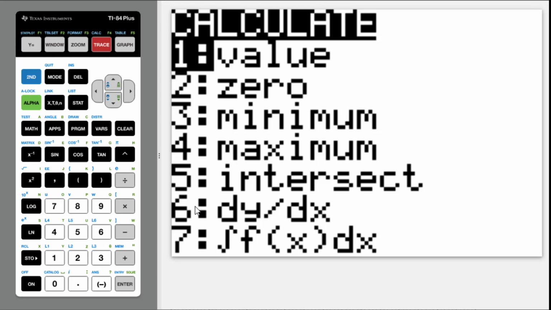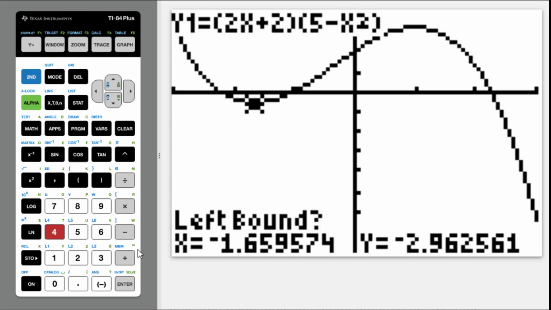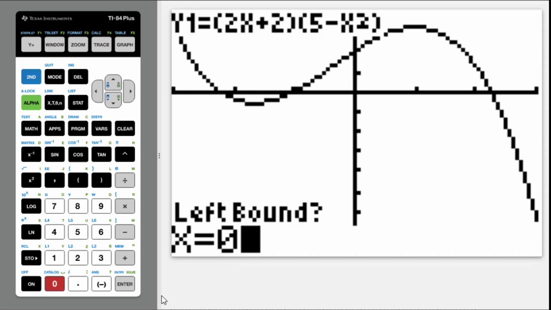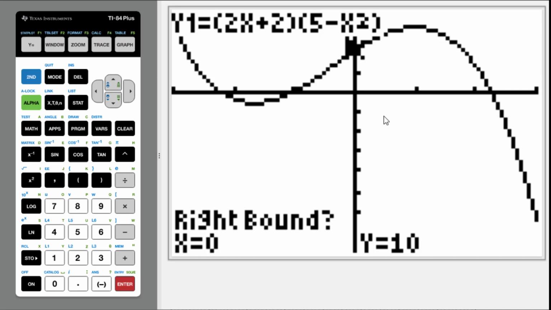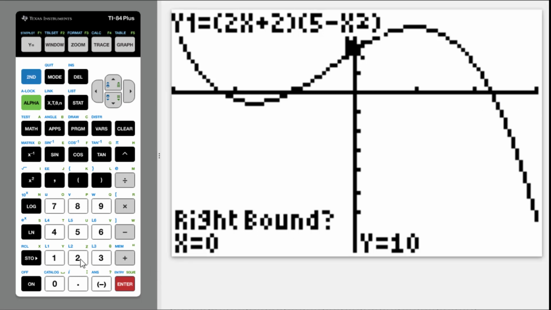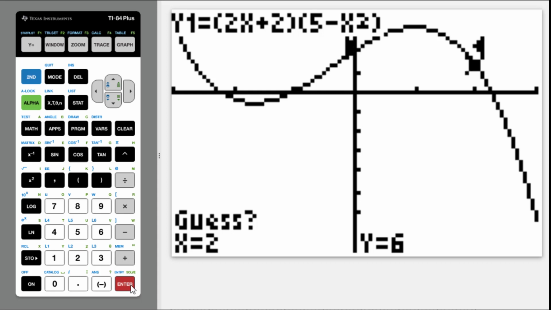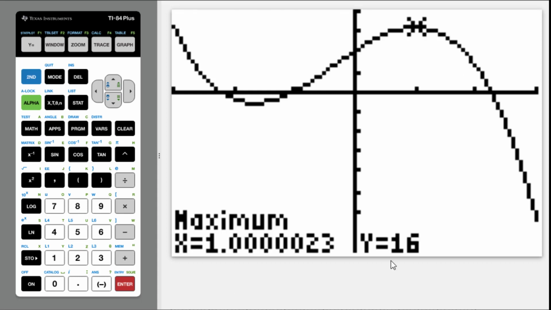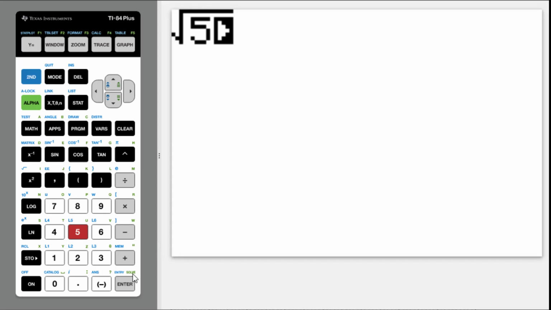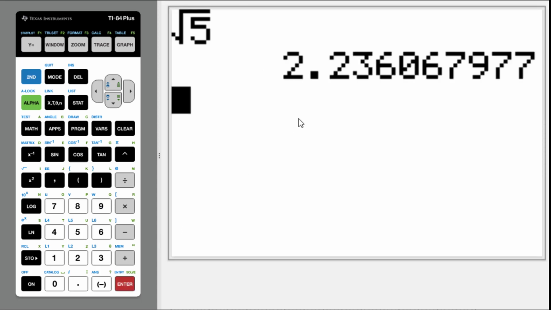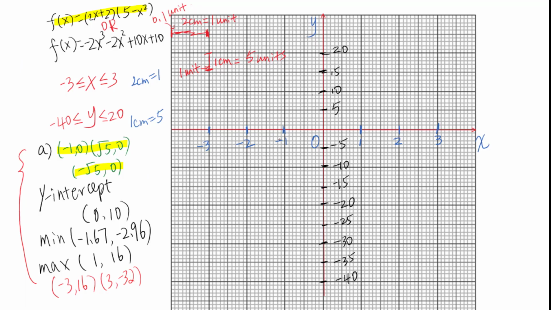Let's go to the maximum point. Second trace, 4. 0 at the left bound. Right bound, we can put 2. Enter, enter. So we get 116 as the maximum point. We also need to check that square root of 5 is 2.24. We can plot these points on the coordinate plane.